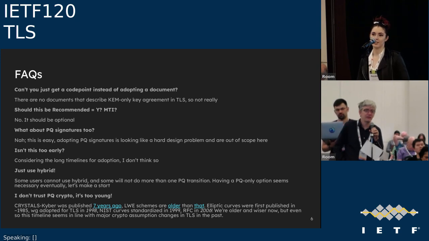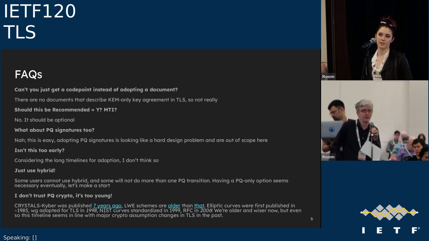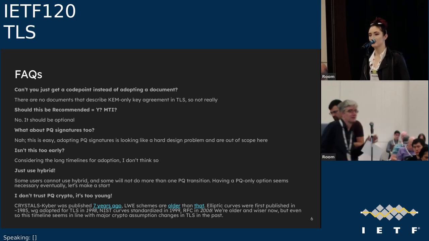Okay, so I guess to me that still feels like your document is doing two things, and that could be in two different documents, but we can talk about this more on the list. Yeah.